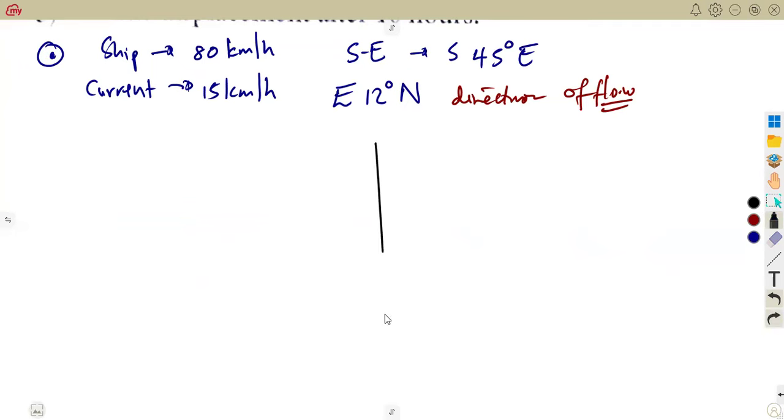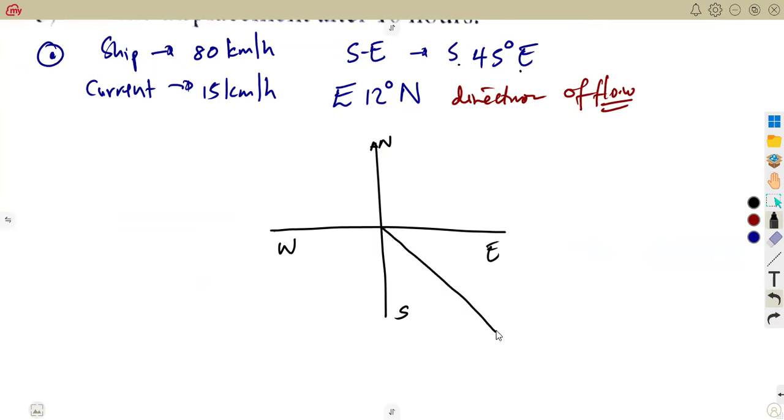So here, let me just quickly have this one. So this is it, guys. North, south, west, and our east. So here, the ship south to east, southeast, that is in between southeast at what? At 45 degrees. So this one will be directly at 45.